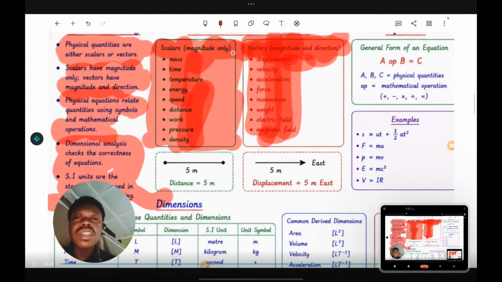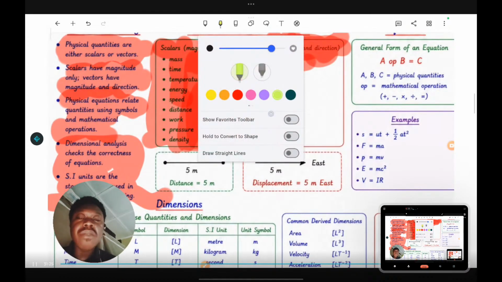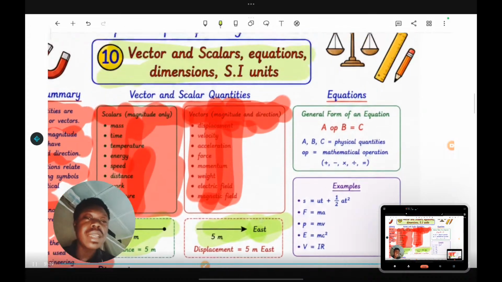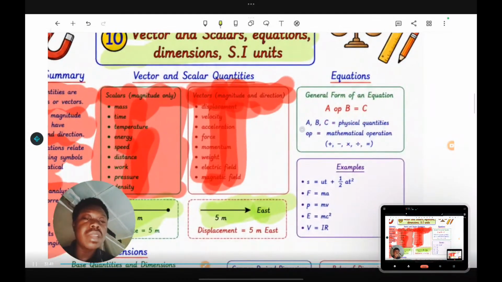So the differences between scalars and vectors: you see that this is measurable, 5 meters. This is 5 meters measured, and then direction east. So this is the difference between vector and scalar quantity. Hence, you should know that the general form of an equation can come in this format.